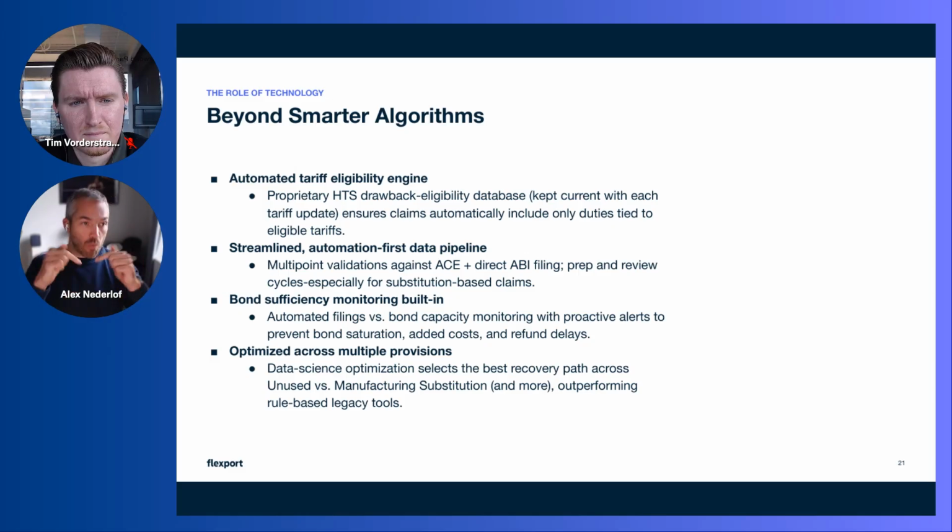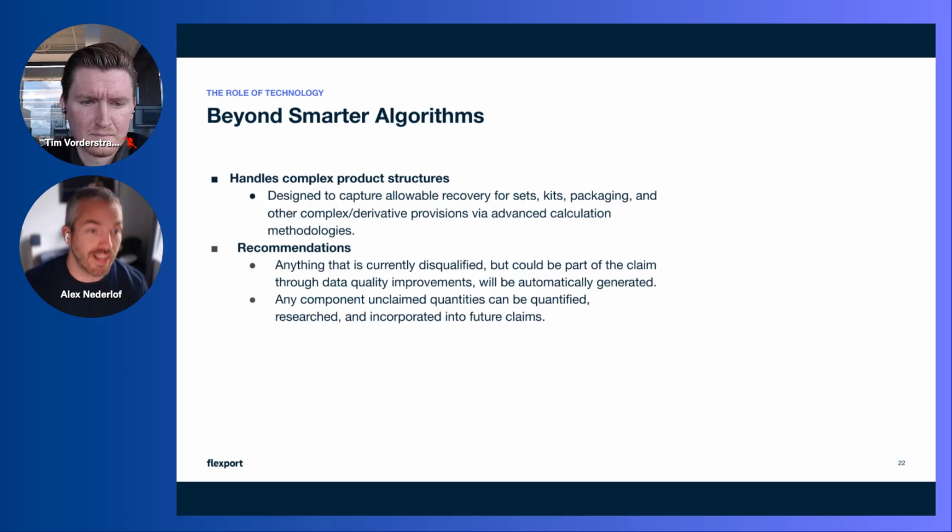So not only within the provision, we can get a much higher yield, but we will actually go across multiple provisions to get you that maximum yield and consider everything. And again, this happens fully automatically. We are able to deal with very complex product structures. So for example, sets, kits, packaging, and any other kind of derivative provisions, we can automatically check and handle. And this was very difficult to build, but totally worth it if we look at the results.